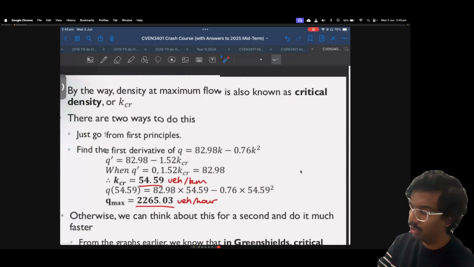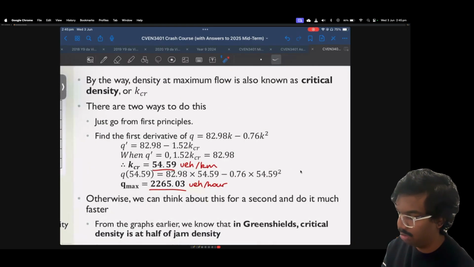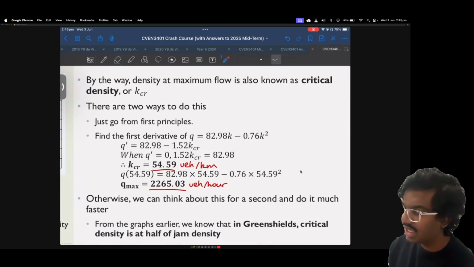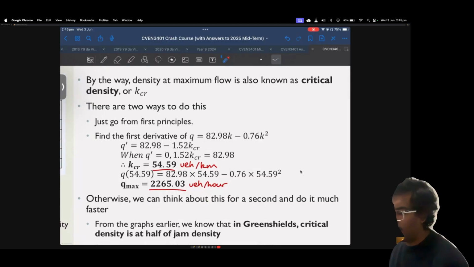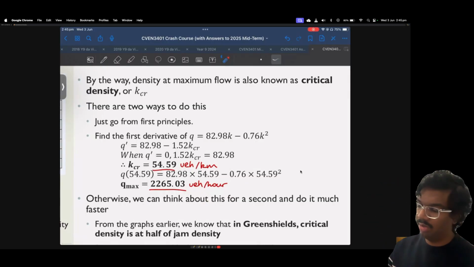So yeah, but rounding will come up a bit later on actually. It can be important. Okay, so that's how you do it by first principles. Otherwise, we can think about this for a second and do it much faster, okay?